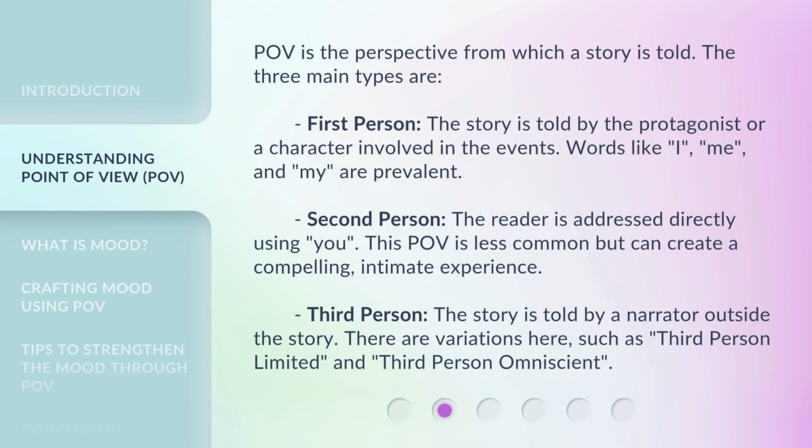POV is the perspective from which a story is told. The three main types are: first person. The story is told by the protagonist or a character involved in the events. Words like I, me, and my are prevalent. Second person. The reader is addressed directly using you. This POV is less common but can create a compelling, intimate experience. Third person. The story is told by a narrator outside the story. There are variations here, such as third-person limited and third-person omniscient.